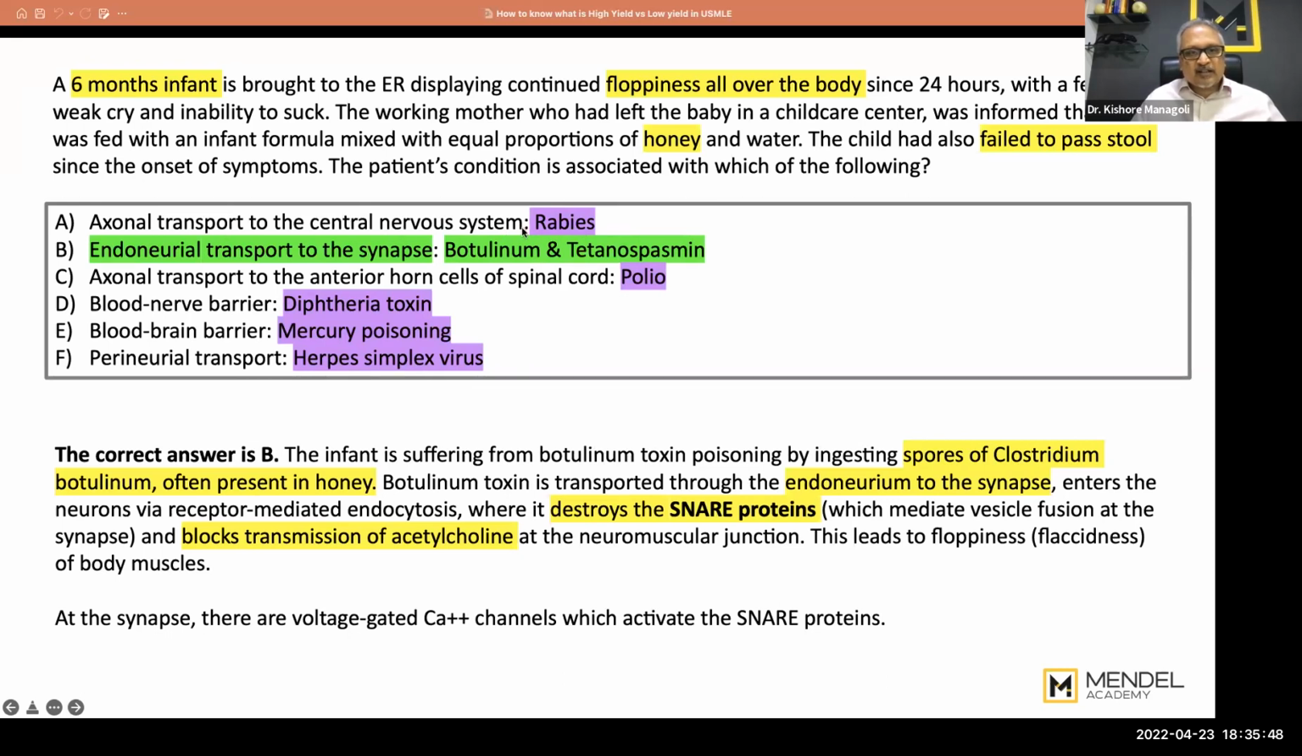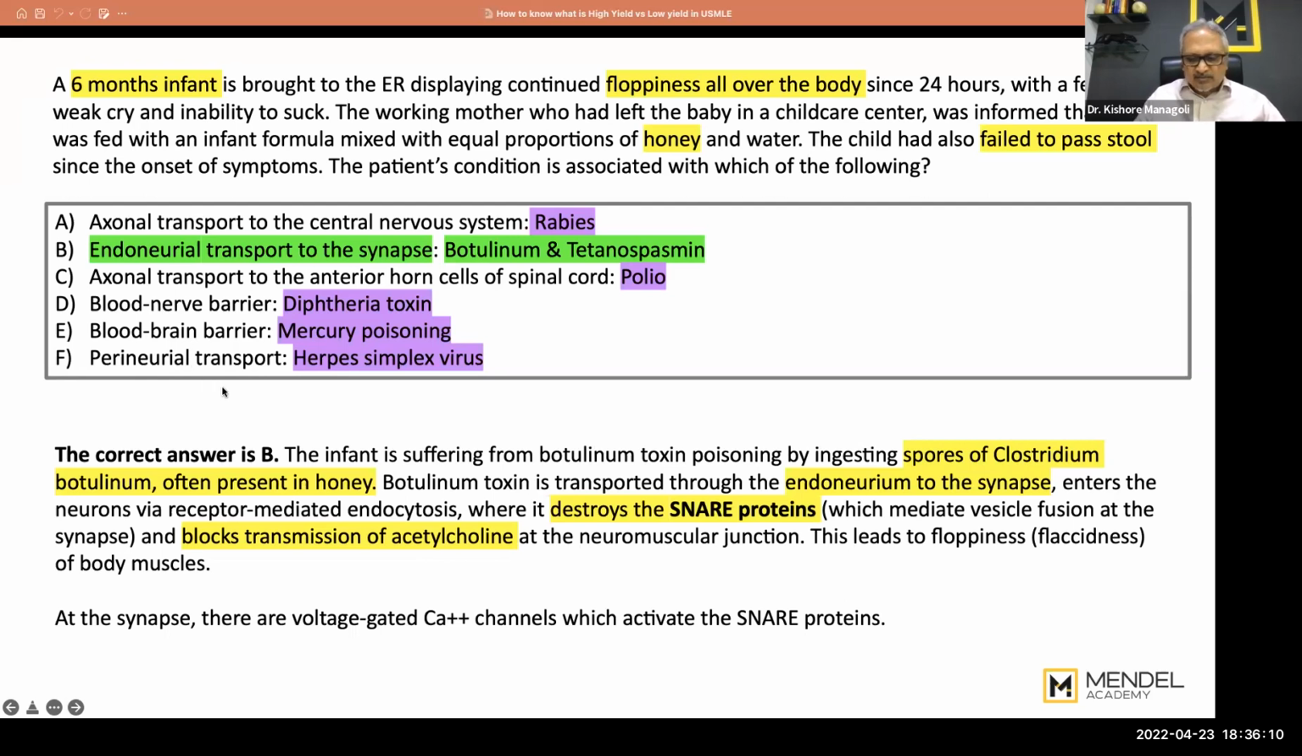Axonal transport to the CNS happens with rabies. The anterior horn cells of the spinal cord are involved in polio. The blood-nerve barrier is targeted by diphtheria toxin. The blood-brain barrier is targeted by mercury, and herpes simplex virus is transported through the perineurium.